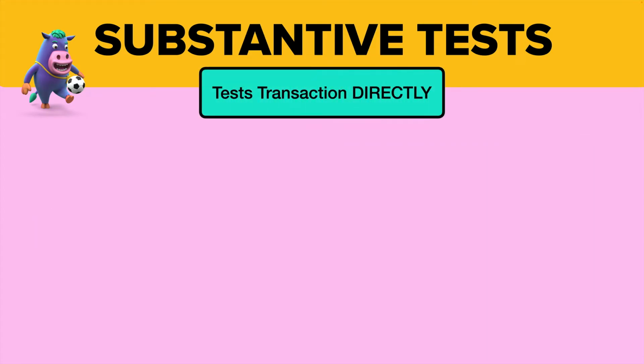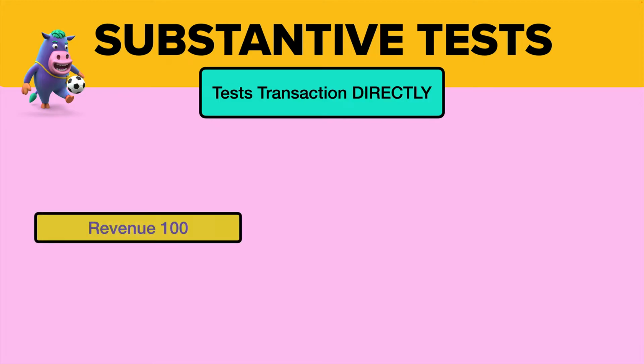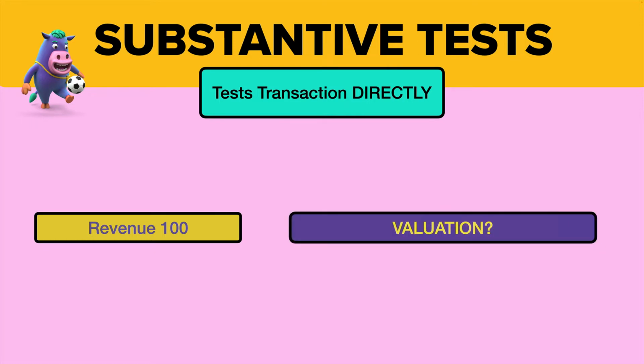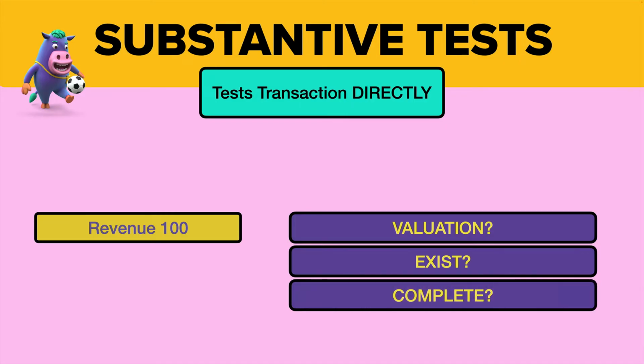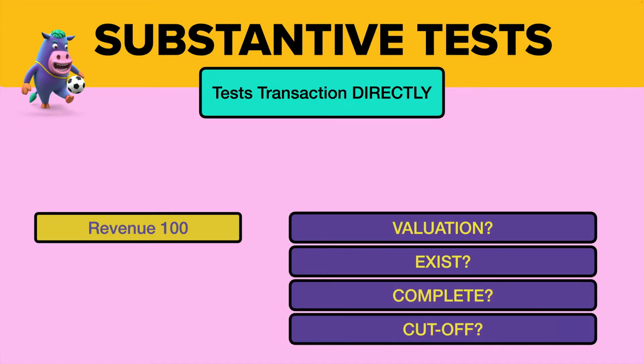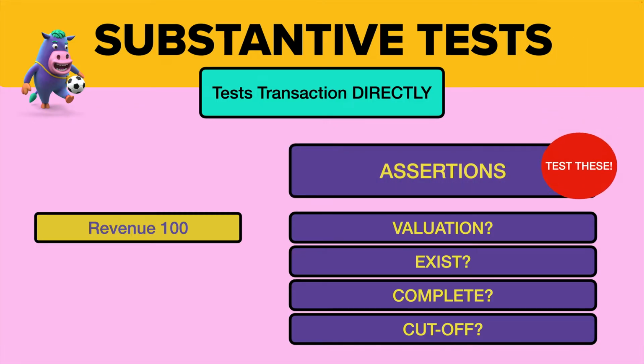Let's say it was an income statement amount now, a test of the transaction directly. So revenue is in at 100. Well, we've got to think to ourselves, is that valued correctly, that 100? Does that sale actually exist? Are all sales in there? And is it all in the right year? These are the assertions. We need to test those assertions when doing substantive tests.